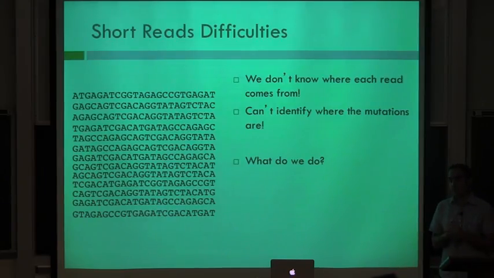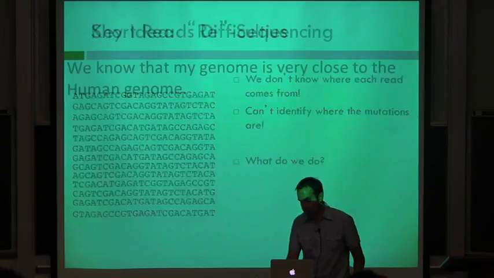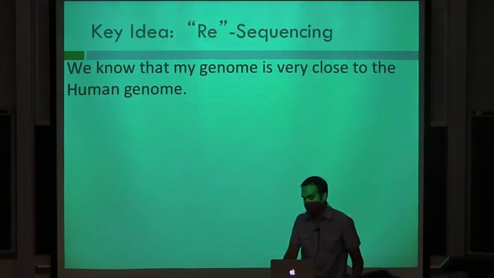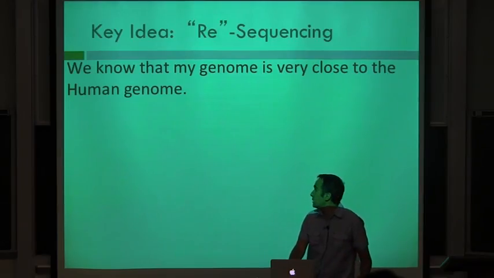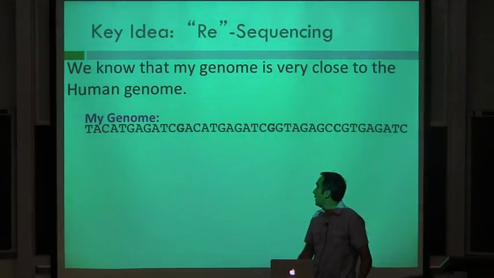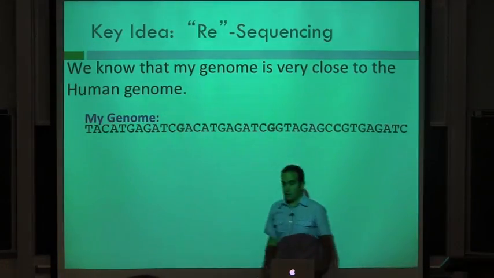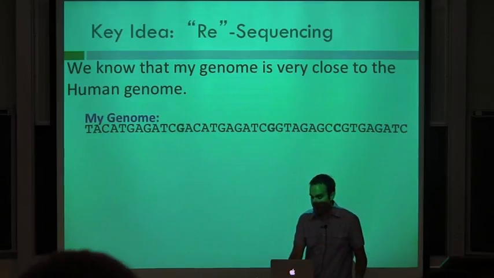Okay, great. So we know that my genome is very close to the human genome. This strategy is called resequencing. So here's the basic idea. Here's my genome. Obviously I don't see the whole thing. And you can see in bold, there are these different positions. Those are the places where there's variation.